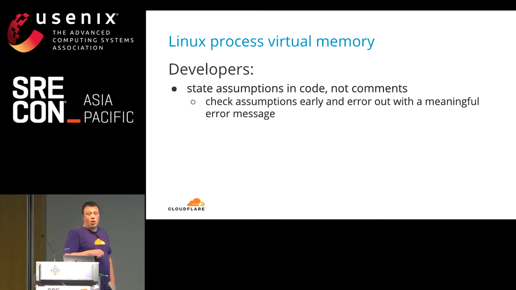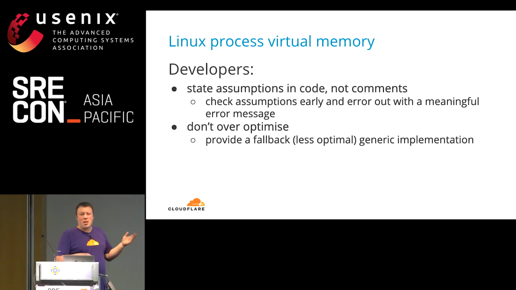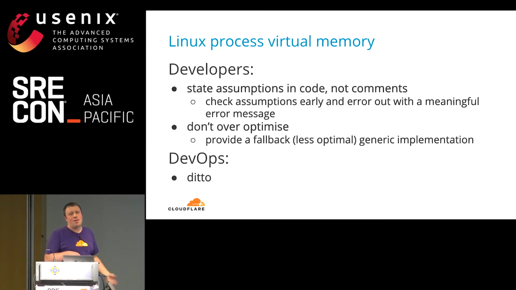State assumptions in code, not comments, because who reads comments before trying to run the software, right? Even if you want to optimize in a way that runs efficiently on a 47-bit system, you can check this assumption when your process starts and say, hey, I only run on 47-bit addressable systems. Sorry, bye. And we don't have to spend 3 weeks debugging this. Don't over-optimize. Reusing zeros in C pointers is quite a stretch, right? Or if you do want to optimize, provide a fallback generic implementation. Same for DevOps, both ways.